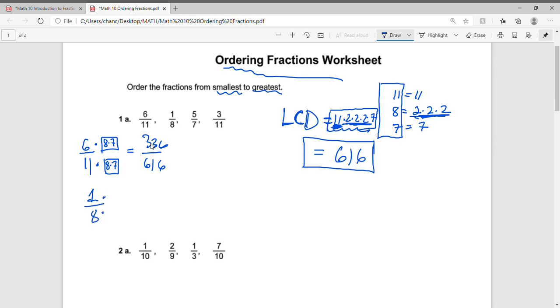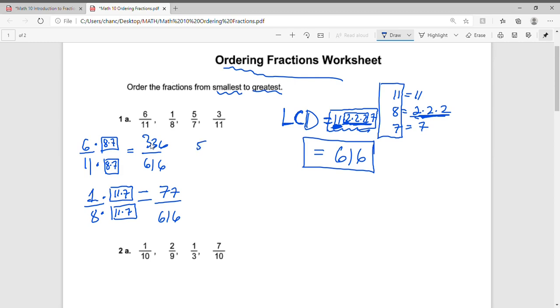We're going to also convert 1/8 to an equivalent fraction. Now what do we need to multiply 8 to get 616? Well, I know this part is 8. The 2 times 2 times 2 part is 8, so I need an 11 and 7. So we'll multiply 11 and 7 on the top and on the bottom to get our equivalent fraction. This is 77 over, well, I know the bottom has to be 616 because that's all of the numbers in the LCD.